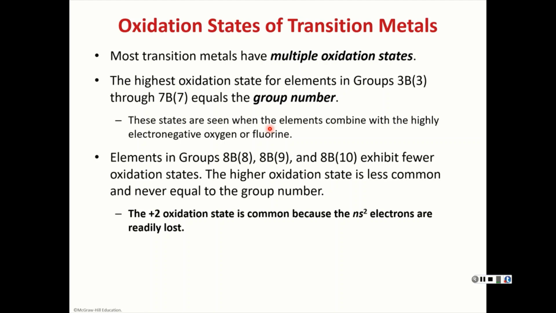Okay. Elements in that 8B group, or columns 8, 9, and 10, exhibit fewer oxidation states, and the higher oxidation state is less common and never equal to the group number. In these, the +2 oxidation state is pretty common, and that's because it can lose those two s electrons pretty readily. So those all have the +2 oxidation state as a very common oxidation state.